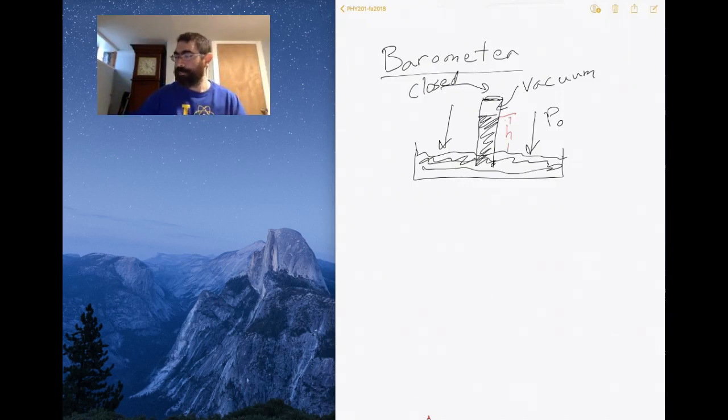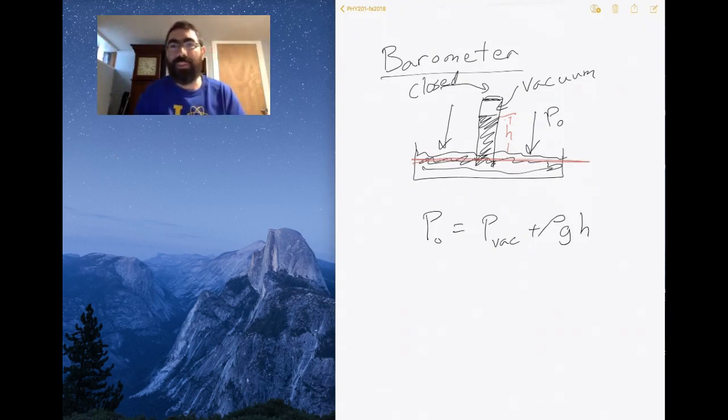So in this case, if the fluid is displaced by the pressure by a certain height, h, right here, then we can calculate basically the atmospheric pressure. So the pressure at the bottom here, the pressure at this depth right here, if we use our equation, is the pressure of the atmosphere is equal to the pressure of the vacuum plus the density of the fluid times g times h.